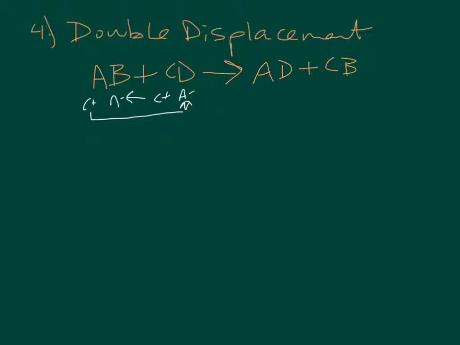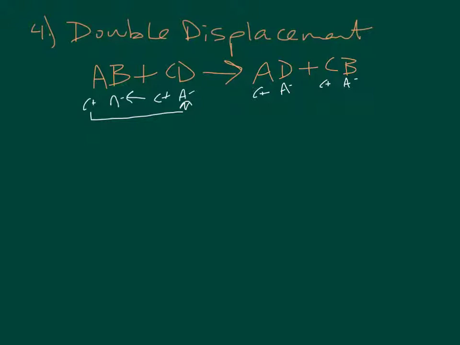Let's check and make sure that that's right. So A was the cation and D is the anion. And then C is the cation and B is the anion. So really it's just about making sure that your cation from one compound goes together with your anion from the other compound, and of course the same thing with the other 2 elements in the compounds. Okay, so let's look at some real examples here.